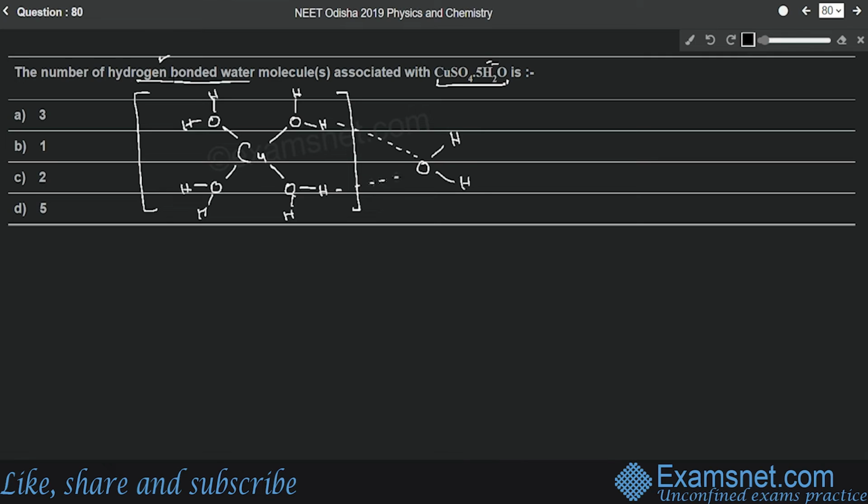other water molecules. And the anion is sulfate, so let's draw sulfate as well. S double bond O, double bond O, and then two single bonds with oxygen. As we can see, this one water molecule is making hydrogen bond, therefore the number of hydrogen bonded water molecules will be only one, therefore option B will be the correct answer.